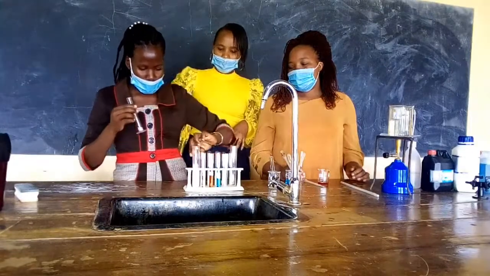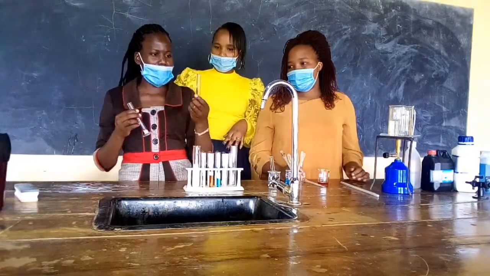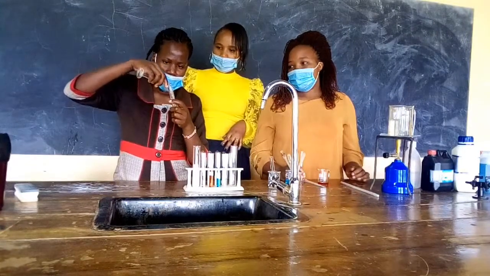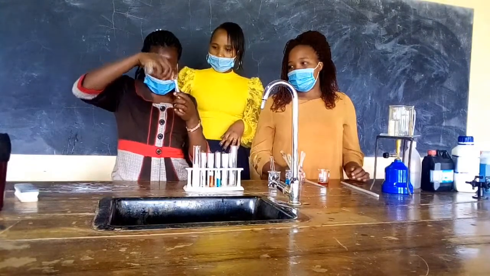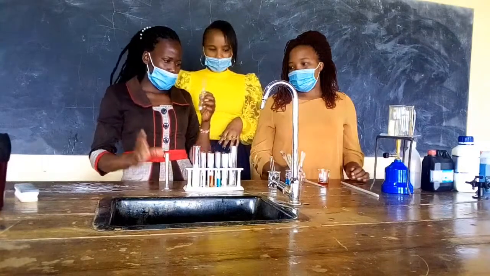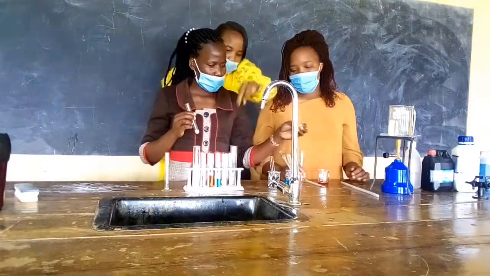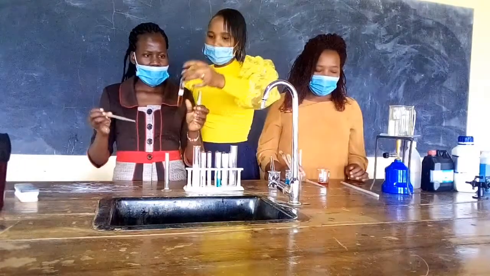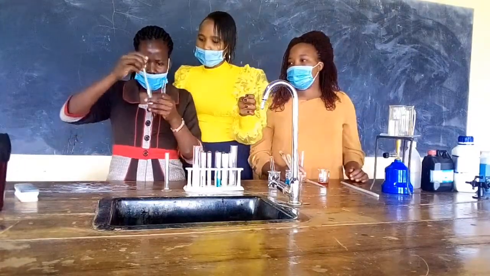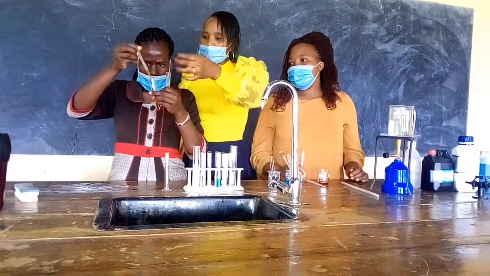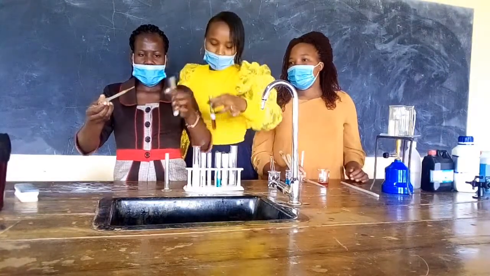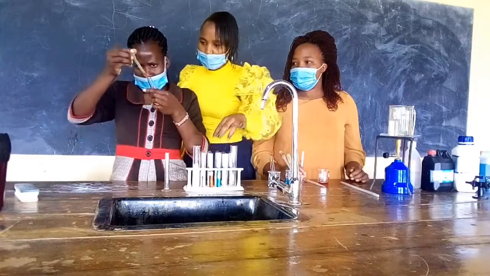Then you take a clean beaker, then you pour it. Then you take 2 drops of iodine. This is iodine, guys. 2 drops. So she's using one dropper. This is iodine. Then you put 2 drops.